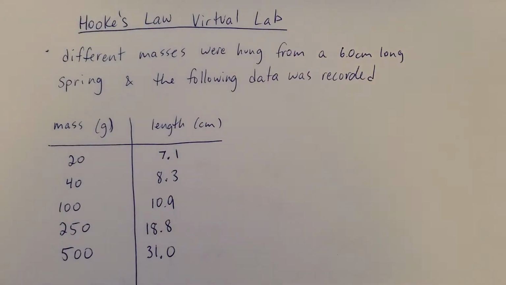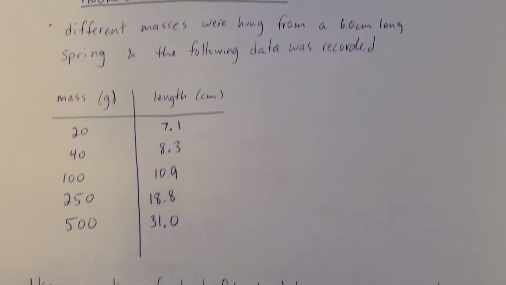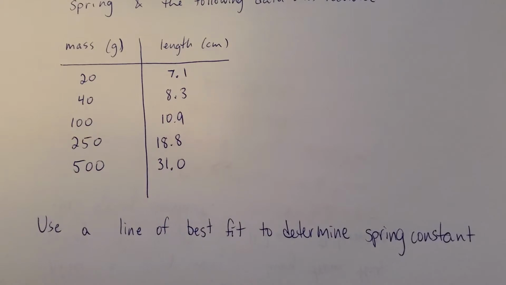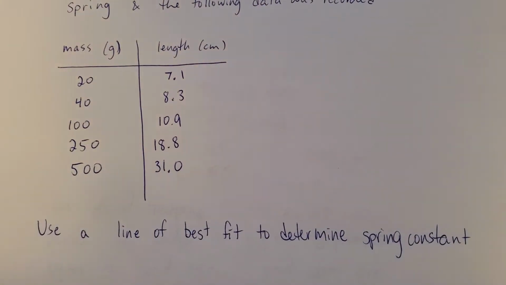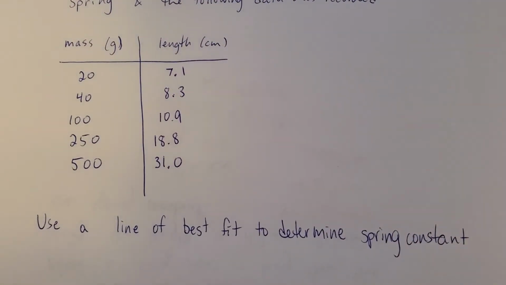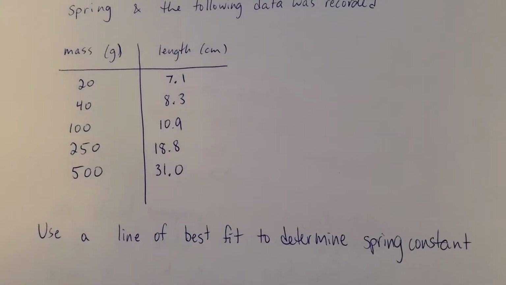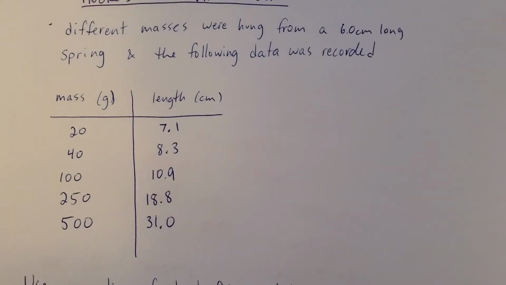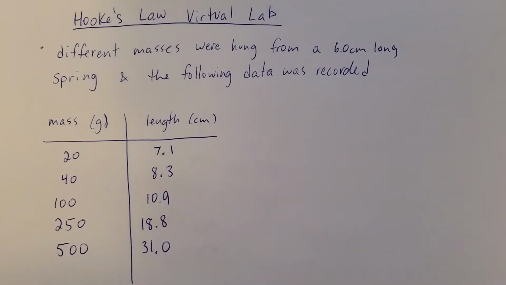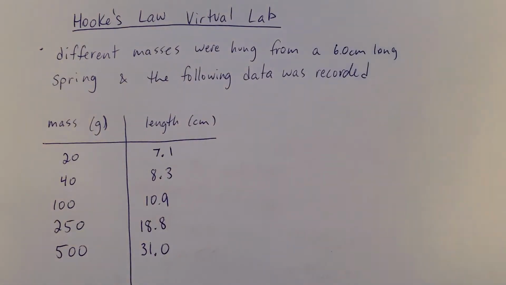All right. So in the lab, you would hang different masses from a spring, measure the length of the spring after each of those masses are on, and then use a line of best fit to determine spring constant. I'm actually going to show you two ways of doing that. One with just graph paper, and then I'll show you a way with your calculator that involves pushing a lot of buttons, but will be very useful if you plan on taking Physics 30. All right, so let's do this.